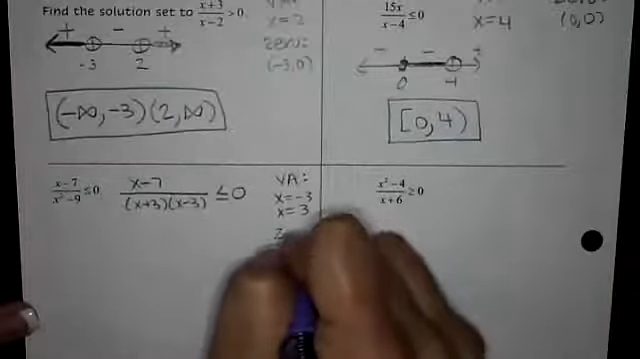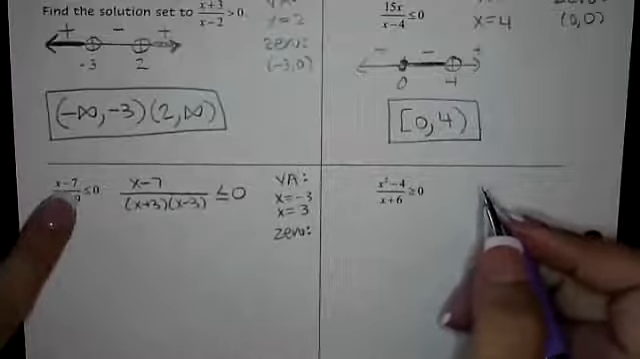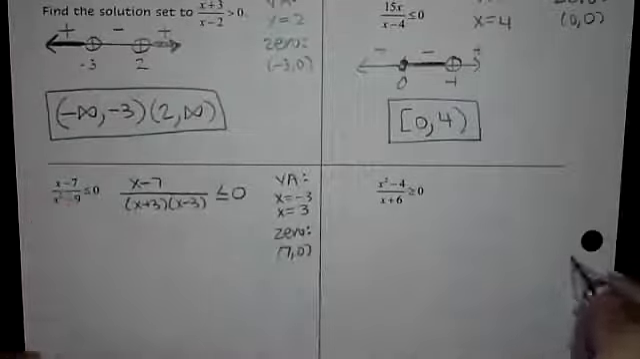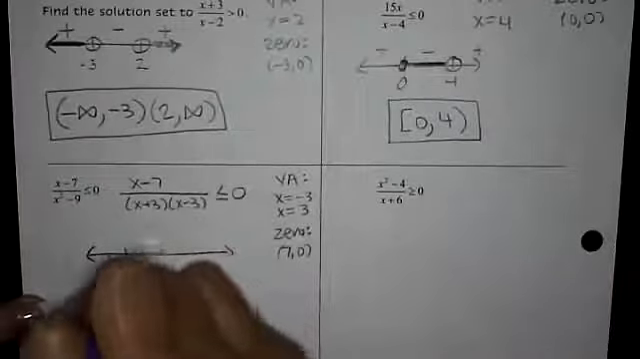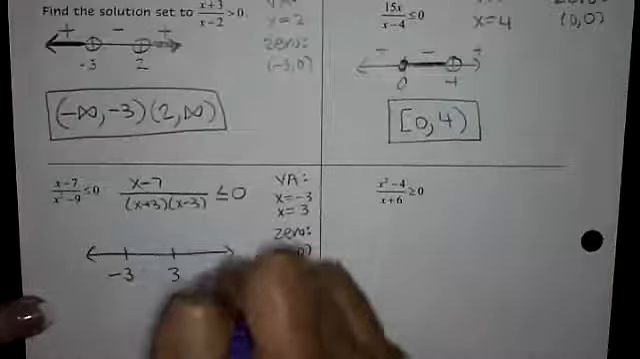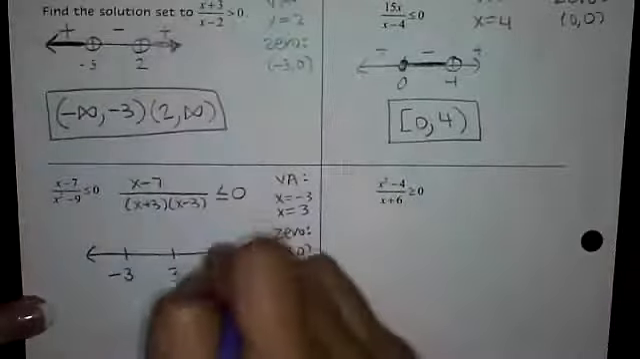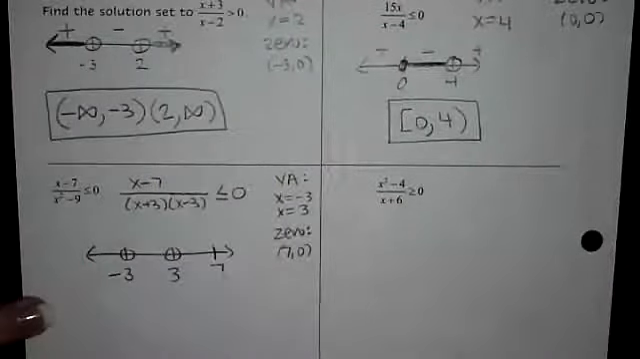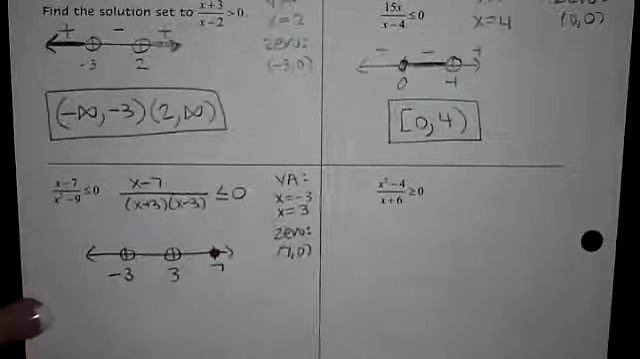And then for our 0 or our root or x-intercept, however you want to call it, it's whatever makes my numerator 0, which in this case is 7. So we're going to go ahead and make our line here. I've got a point at negative 3, I've got a point at 3, and I've got a point at 7. At negative 3 and 3, those are open circles. And at 7, that's a closed circle, since that's where it equals 0.